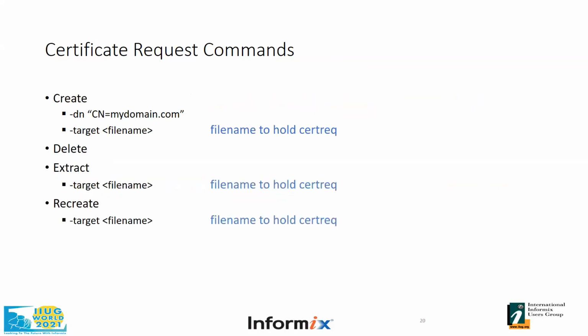So for a certificate request, you can create a certificate request. Again, you can specify the file name where you're going to hold that certificate request. This is the file that you're going to send off to whatever certificate authority is going to sign your certificate. Okay. If for some reason you lost your certificate request, you can extract it to get the certificate request again out of the file. And if you want, you can recreate the certificate request if something is wrong with it.